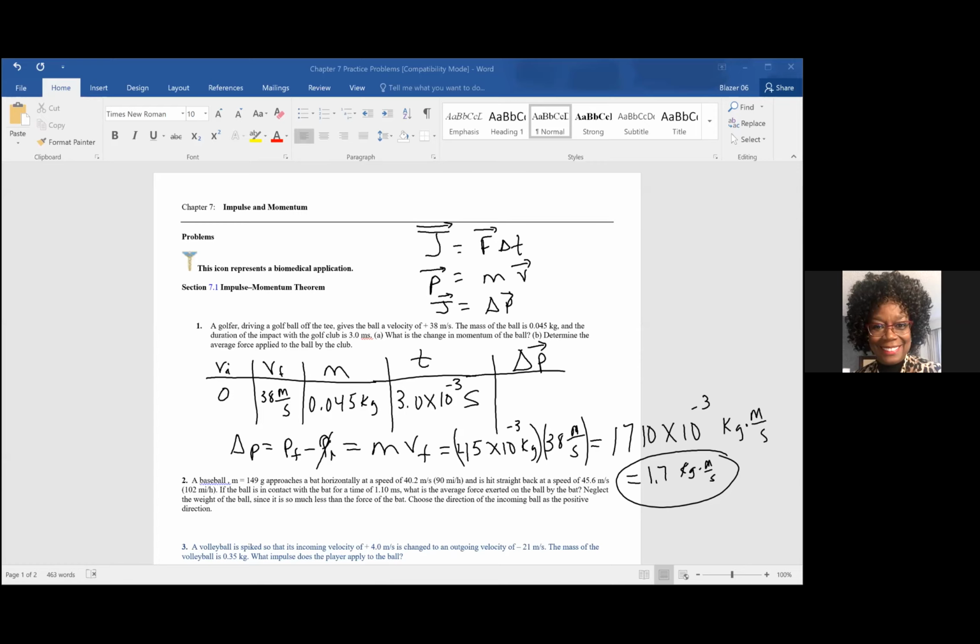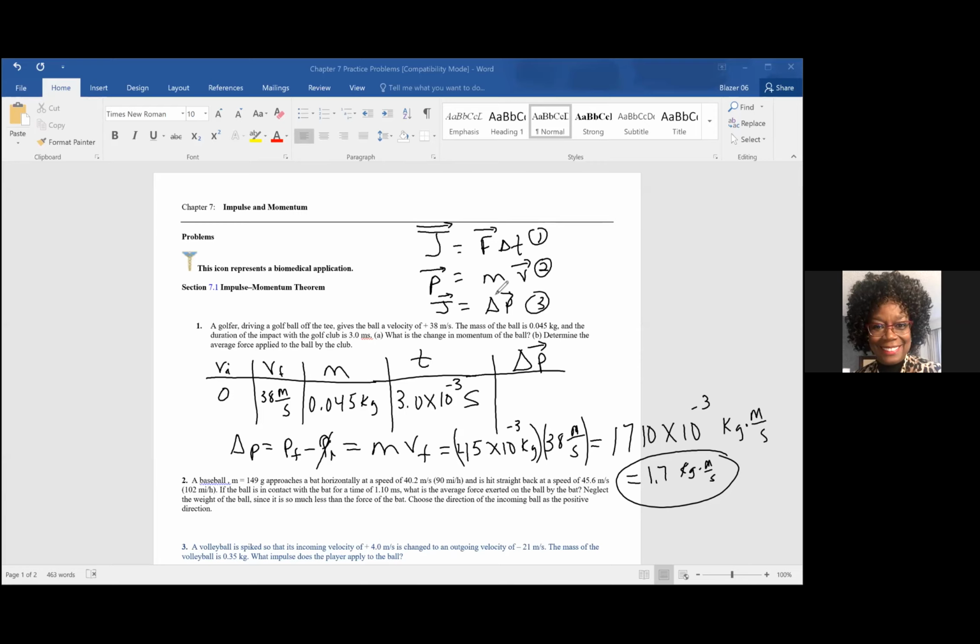Okay, let's look at the second problem. I'm going to go ahead and clear this. Okay, first of all, any questions? Oh, I'm sorry, look. Part B, determine the average force applied to the ball by the club. So to do that, let me just number these. Number 1, number 2, number 3.